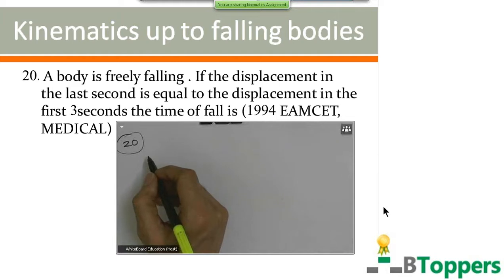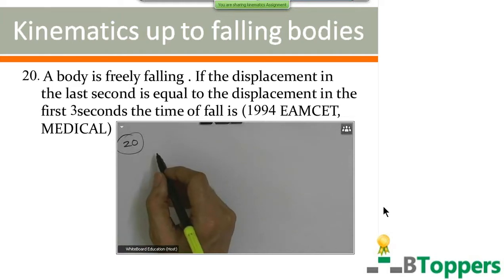See the next question, question number 20. A body is freely falling. The displacement in the last second is equal to the displacement in the first 3 seconds. The time of fall is?